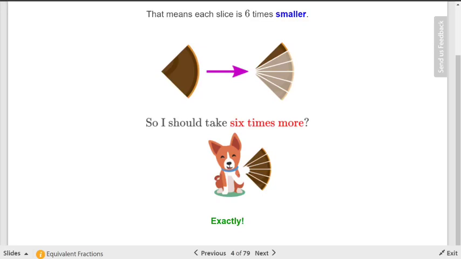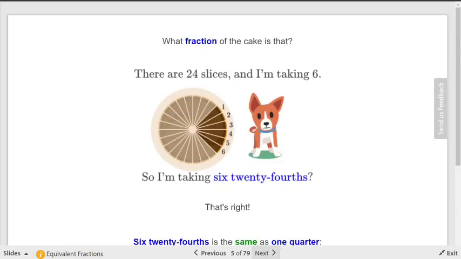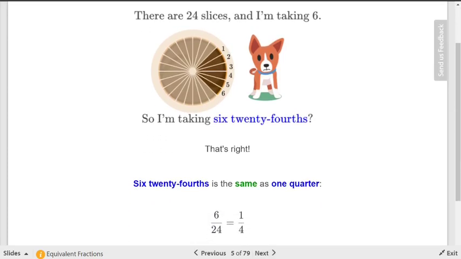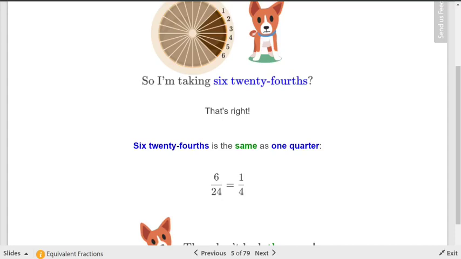You bet. Right? Because if each quarter was divided up into 6 pieces, 4 quarters would mean 4 times 6, or 24. Good job. Okay. So there are 24 pieces. What fraction? And you're going to take 6. You're taking 6 24ths, right?